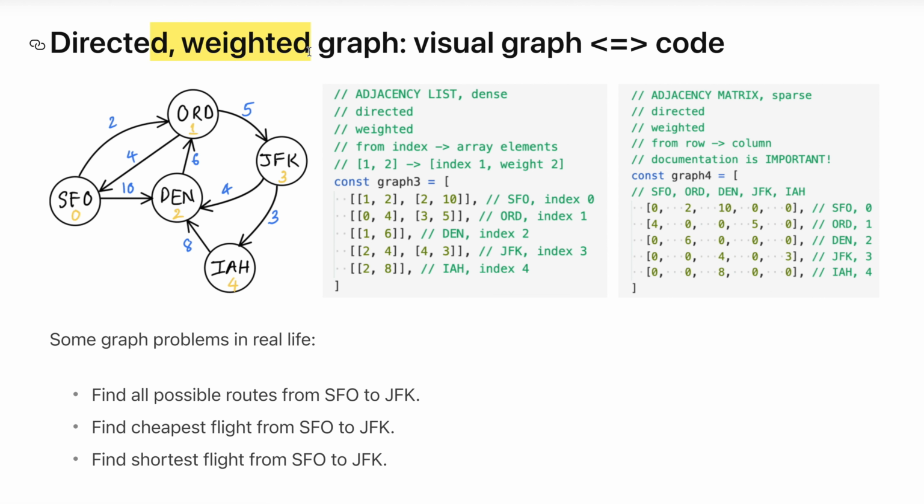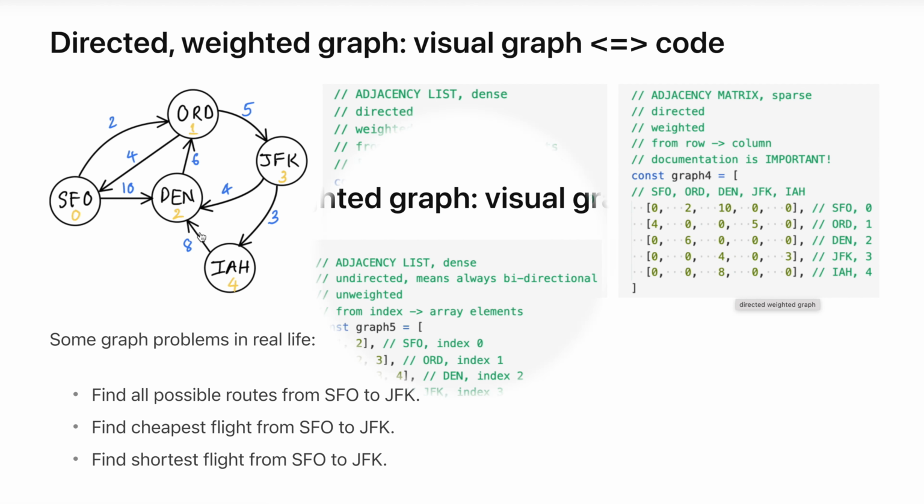With this additional information of the weight, our graph now looks more realistic than ever. And we can actually use it to represent some problems in real life, such as finding all possible routes from SFO to JFK, and finding the cheapest flight from SFO to JFK, where the weight represents the cost of the flight. Or another problem is finding the shortest flight from SFO to JFK, where the weight represents the time to travel from one airport to another.